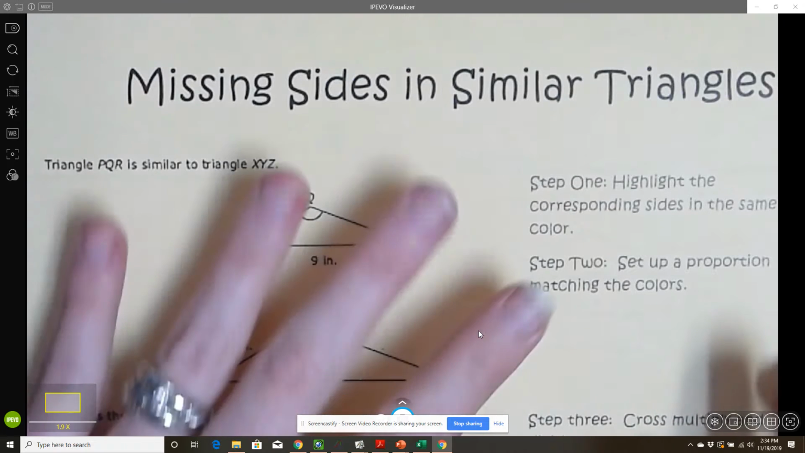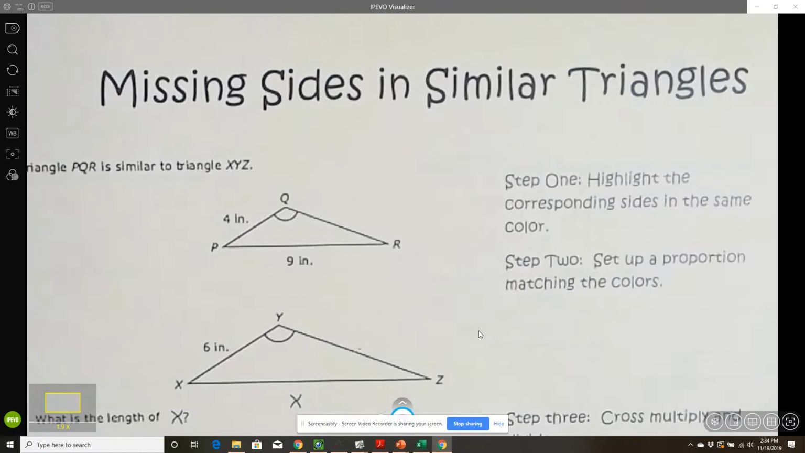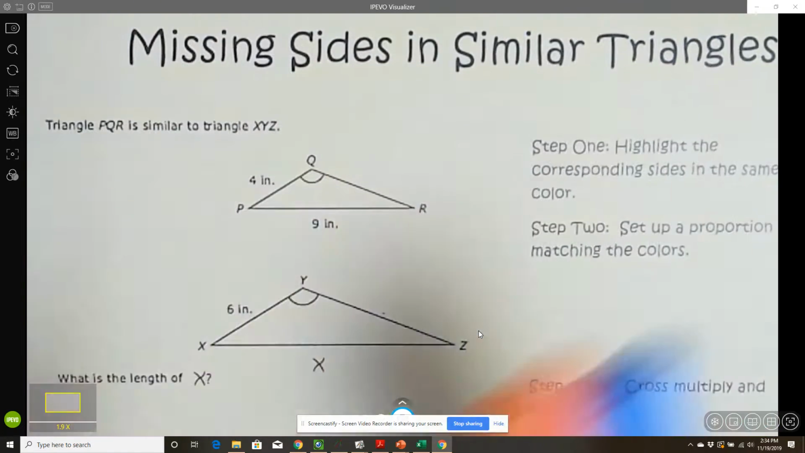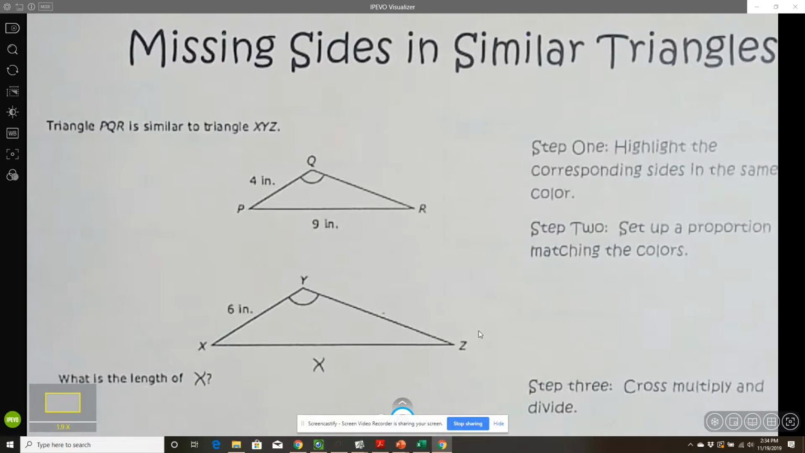This video is for the notes on missing sides in similar triangles. You're going to need two colors of highlighters and then your pencil or your pen. Okay, so with similar shapes, how they name them matters.